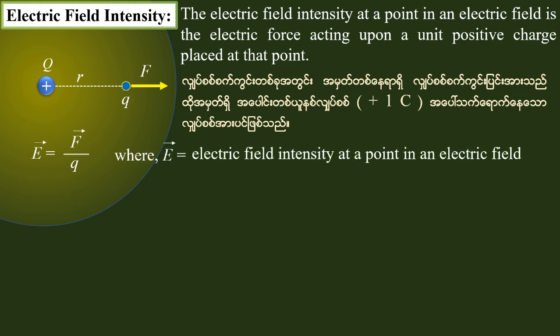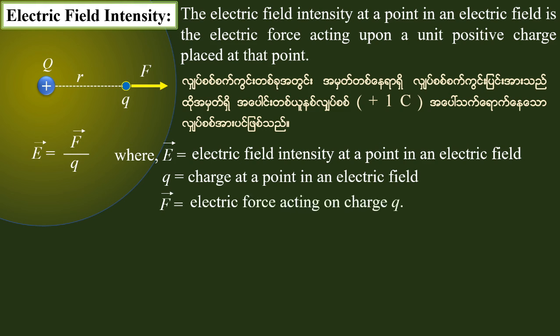Another definition: the electric field intensity at a point in the electric field is the force on a small charge at that point. Imagine a small charge q in the field; F is the electric force acting on charge q. Now we get the electric field intensity. This is the definition of the electric field intensity at the point in the electric field.